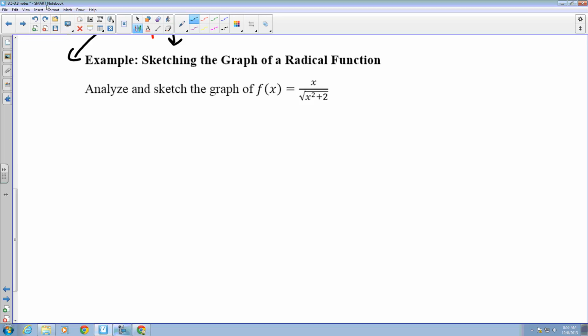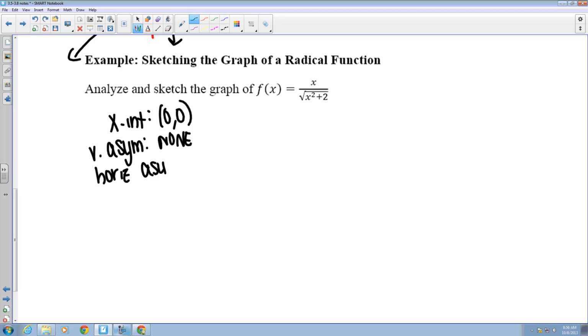Continuing with section 6, we have the second half of the section to go. We are now analyzing the sketch of f of x equals x over the square root of x squared plus 2. So the first thing we need to do is find any zeros. That occurs at 0, 0. Any vertical asymptotes, and there aren't any.